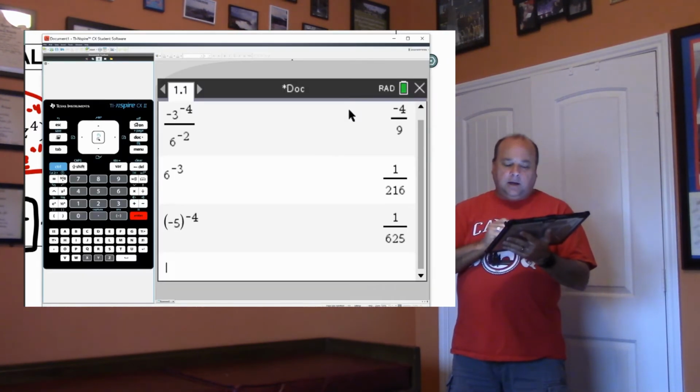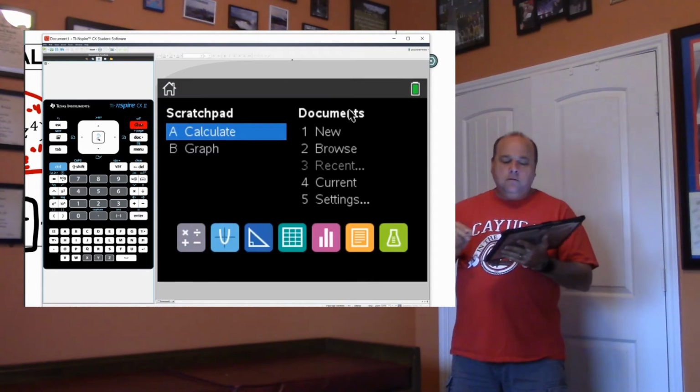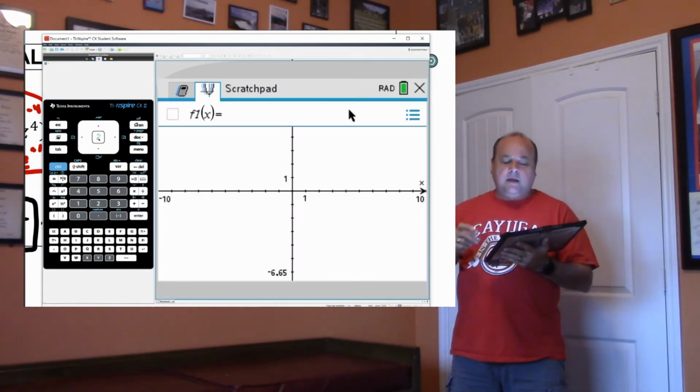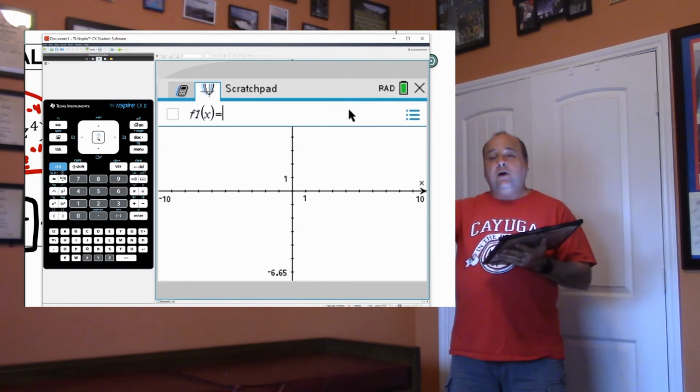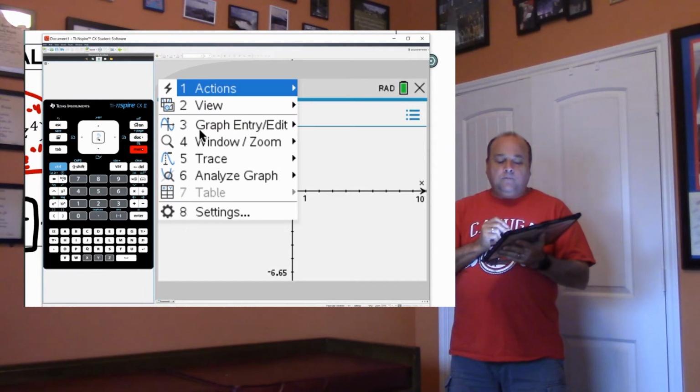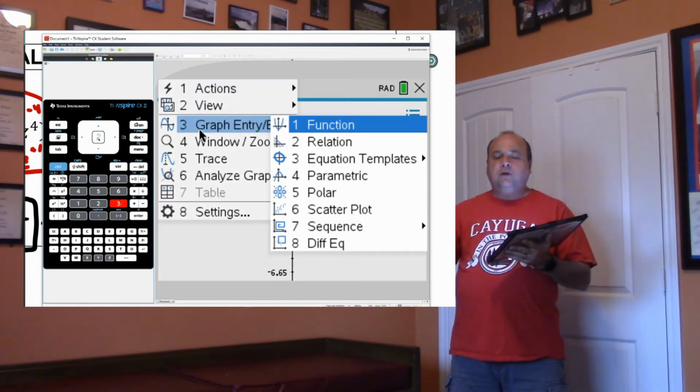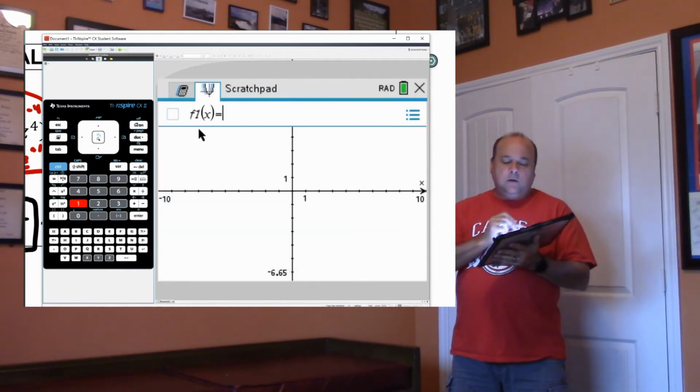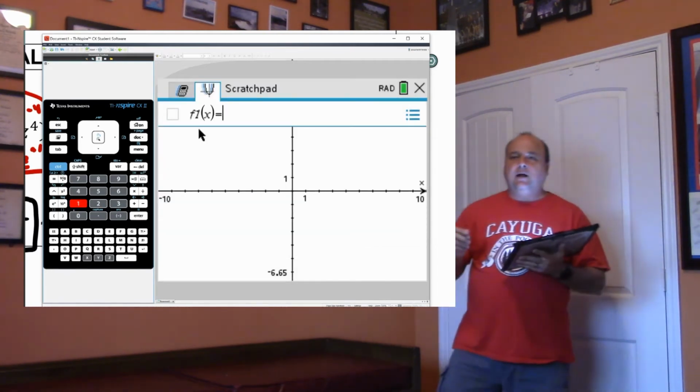So go to your calculator. You're going to hit the home button. You're going to go to graph. Notice that I have this up here. If you don't have that F1 to the X, hit menu. And then where does it say graph? It says graph at 3. And then you always want to graph a function 1. That's how you get that up there if it's not up there, okay?